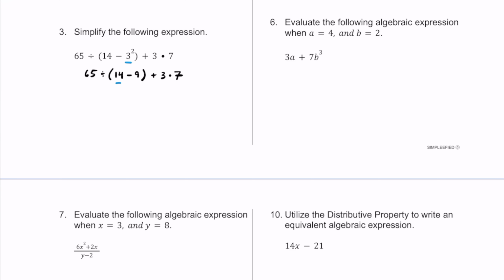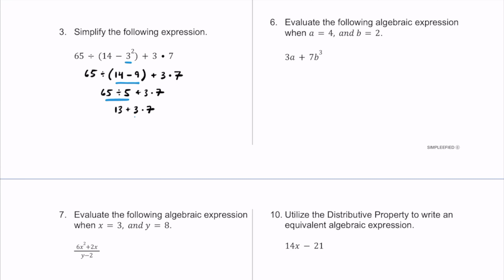Next, let's go ahead and figure out what's inside the parentheses. So 14 minus 9 is 5, so it's 65 divided by 5 plus this 3 multiplied by 7. Now we have division and multiplication. They're equally important. We go left to right. I'm going to do this one over here. 65 divided by 5 is 13. We have 13 plus 3 times 7.